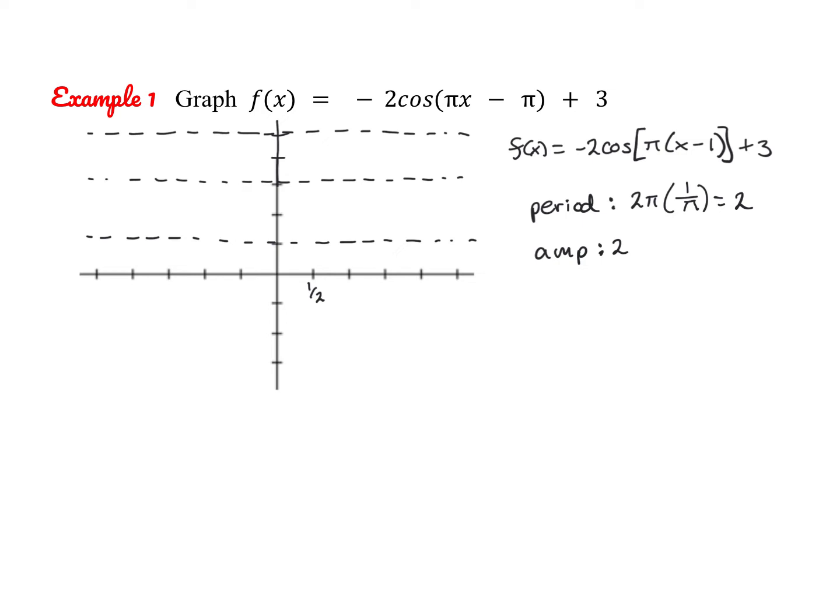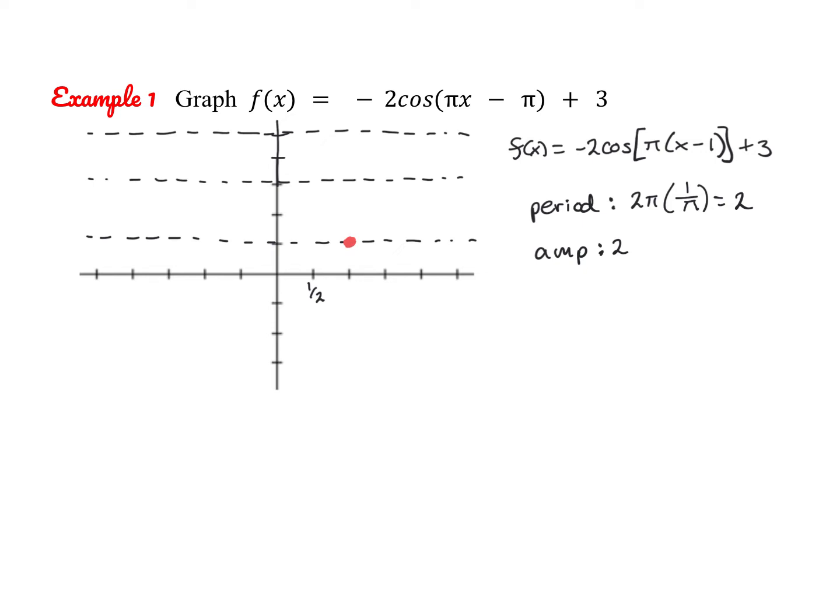So now I like to find what's called the starting point. So we have to do a few things here. So cosine, I always say, starts at the maximum. So usually it would start here. However, we do have a reflection, so that brings us down to the minimum. So we start at the minimum. And I also see that we have shifted to the right 1 unit. So I'm going to shift my starting point to the right 1 unit.